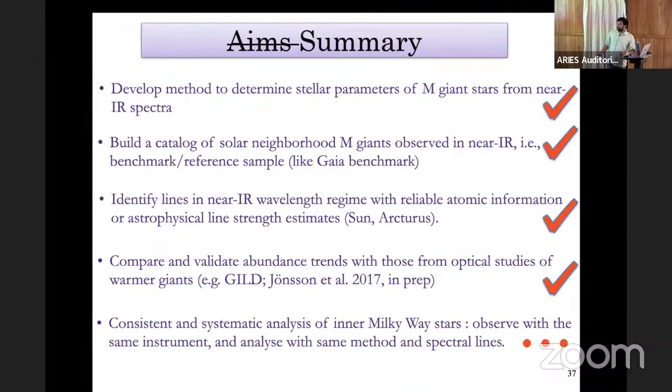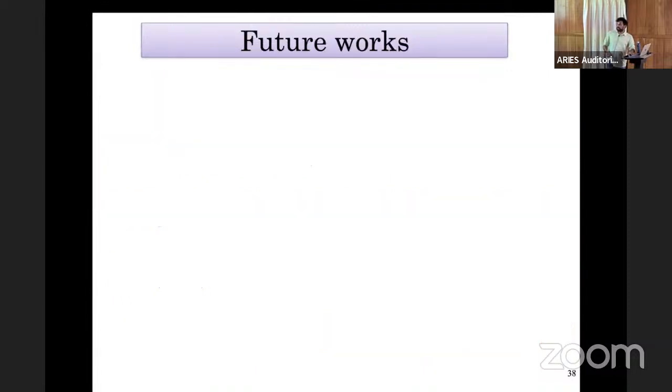So coming to the aims, which will now become the summary, you can see that this work is still in progress. All other things have been done. And so now we have a very good base where we can observe more inner Milky Way stars and carry out a systematic and consistent spectroscopic analysis.